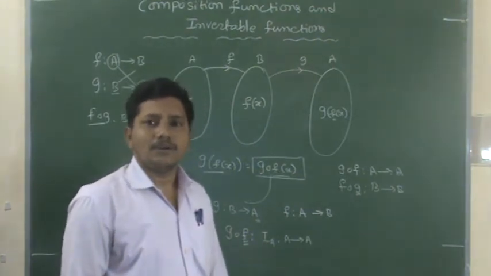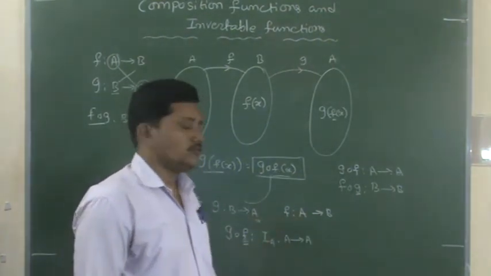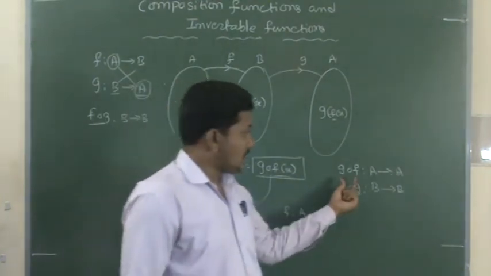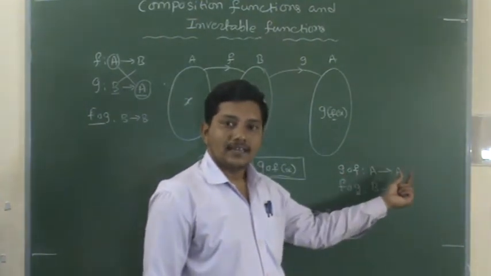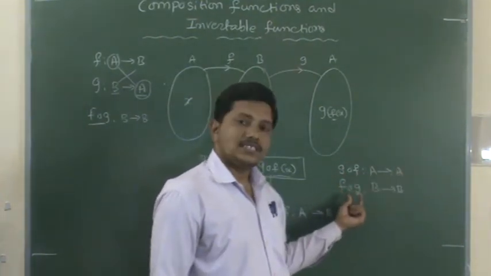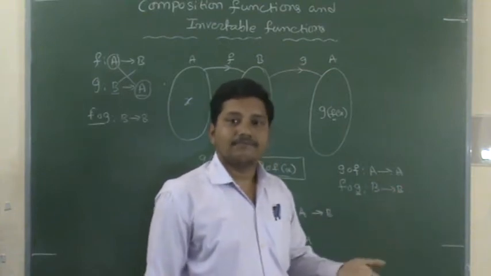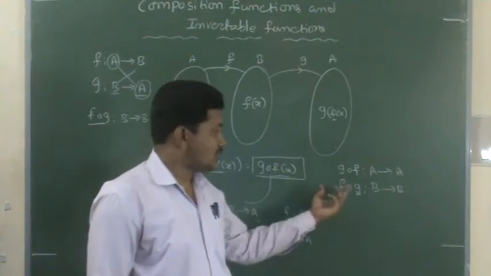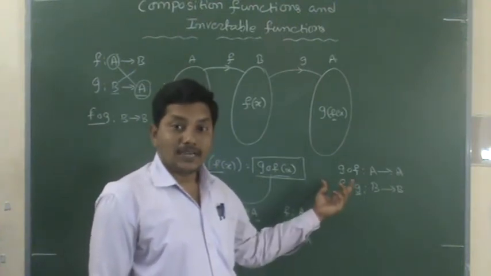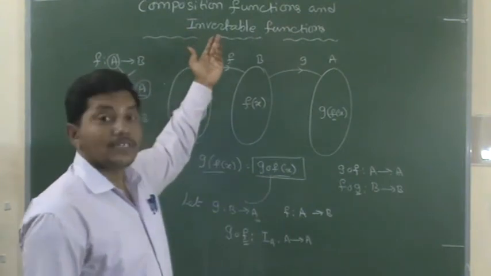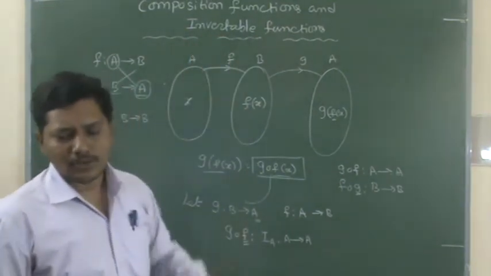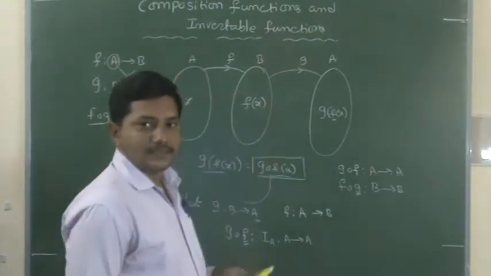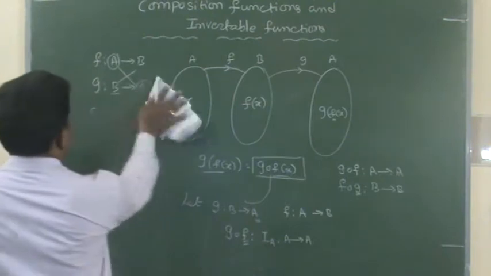Now, what is the importance of composite function? By using the composite function, we can define the identity functions like this. g circle f is mapping from A to A, right? And f circle g is mapping from B to B itself. A to A, B to B, x to x, y to y, like that. These functions we have to consider, and by using that we introduce invertible functions. What are invertible functions? For that, first we have to give one example.